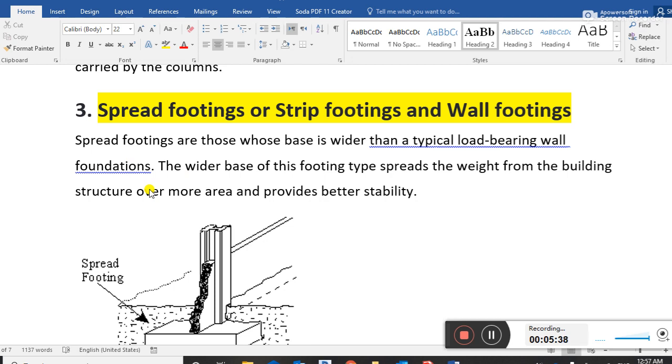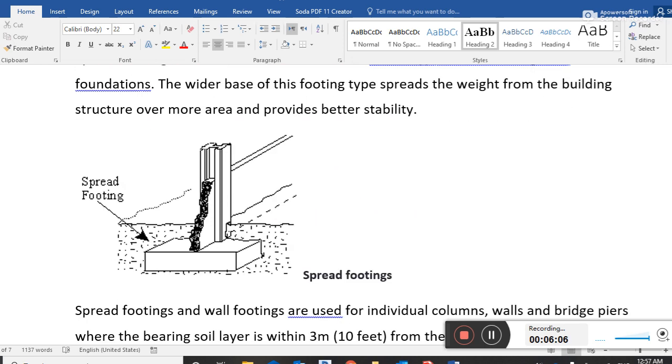Spread footings or strip footings and wall footings. Spread footings are those whose base is wider than the typical load-bearing wall foundation. The wider base of this footing type spreads the weight from the building structure over more area and provides better stability. This is a spread foundation sample. This is a spread footing.